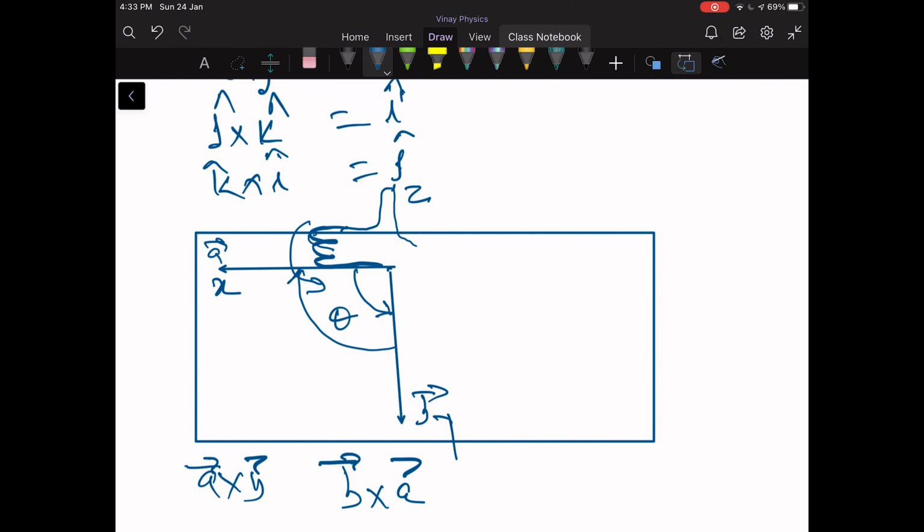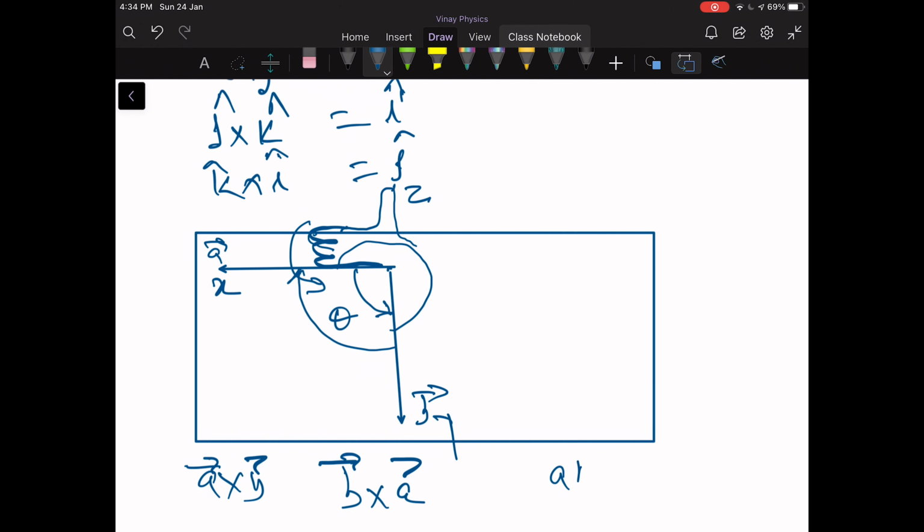Or if we want to keep our hand the same way that we are keeping now, then we measure this angle, which will essentially become 360 minus theta, because we are coming at that angle in the opposite direction. So basically the point here is, A cross B is not the same as B cross A.